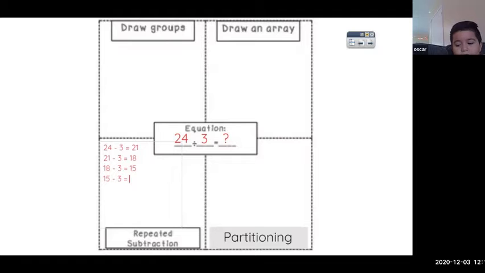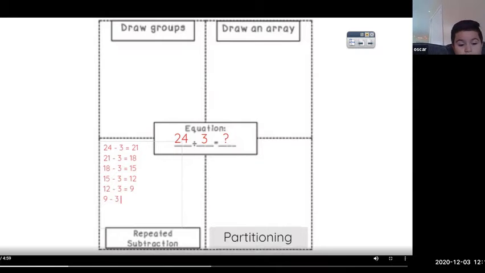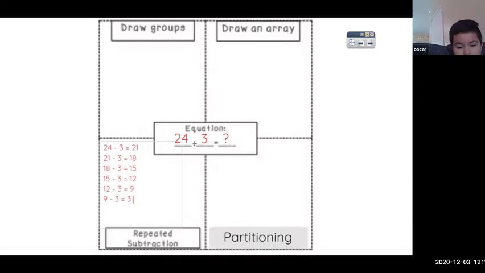15 subtract 3 gives us a difference of 12. 12 subtract 3 gives us a difference of 9. With 9, we're still able to subtract 3. 9 subtract 3 gives us a difference of 6. 6 subtract 3 gives us a difference of 3. And finally, 3 subtract 3 gives us a difference of 0, which means we are out of items to share.